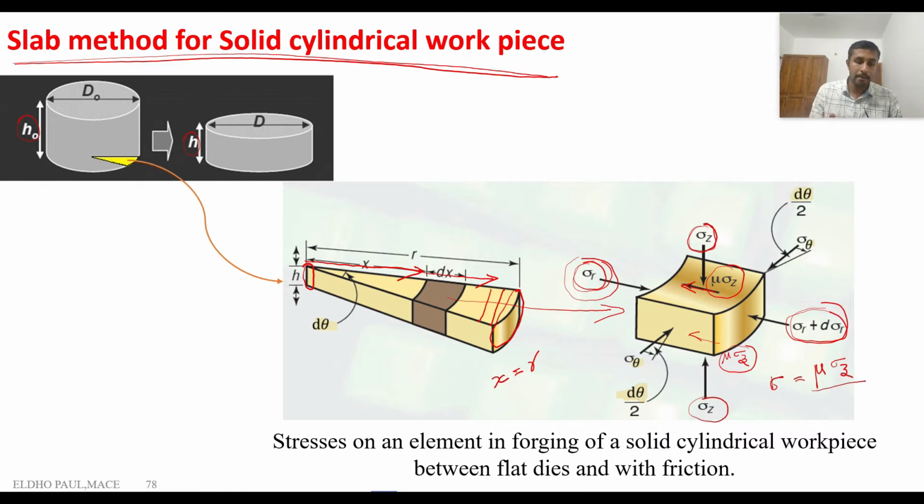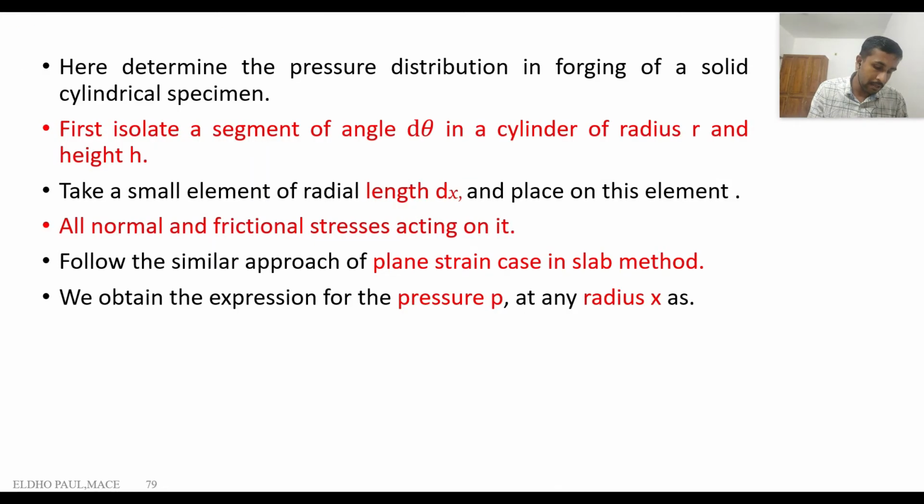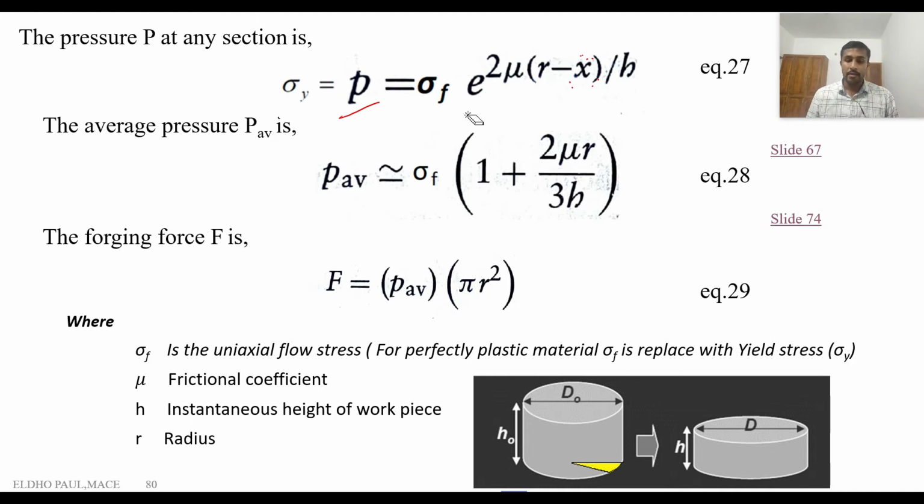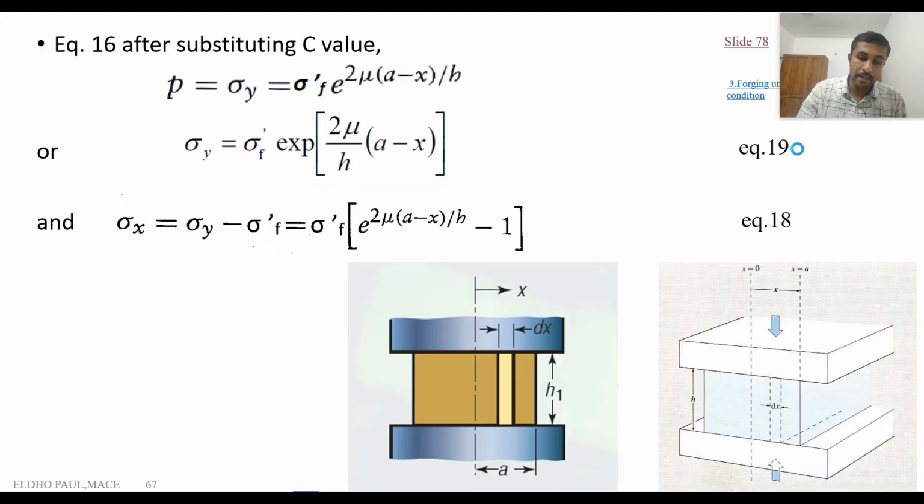With respect to the variation of x, the pressure also will vary. See in this equation, with respect to the x variation, the pressure also will vary. So we got a distribution similar to the previous case in the cylindrical member. We got a distribution for the pressure, or sigma y. So the distribution is similar to the previous case.